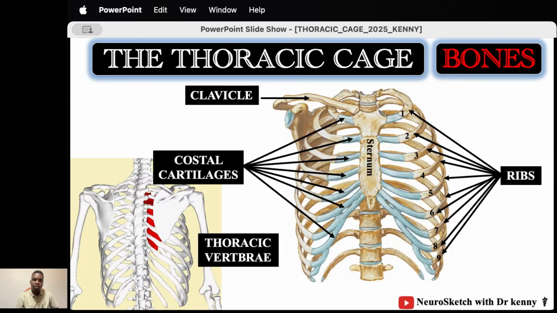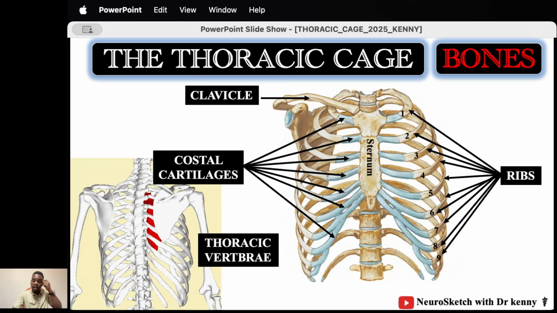So what are the bones of the thoracic cage? Anteriorly, it is bordered by the sternum, posteriorly by thoracic vertebrae T1 through T12, and laterally we have the ribs, which connect from the thoracic vertebra posteriorly to the sternum anteriorly by the costal cartilage, forming this important region.